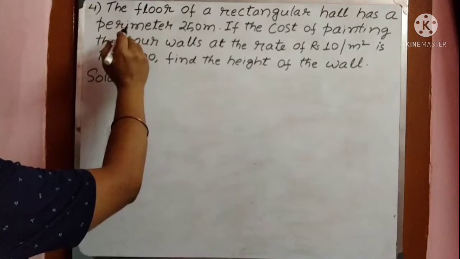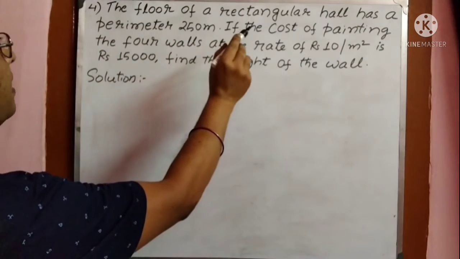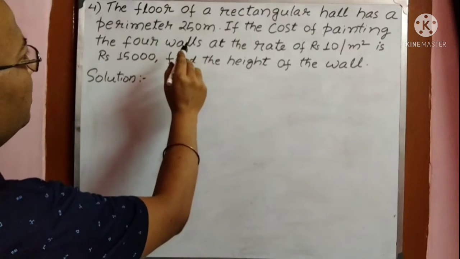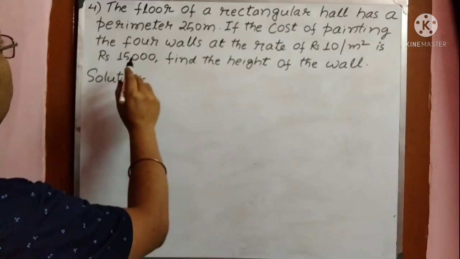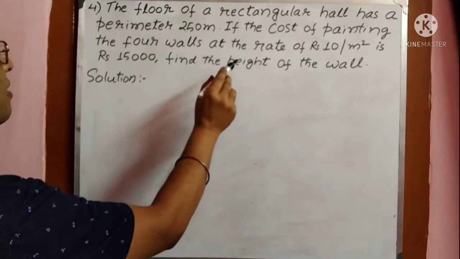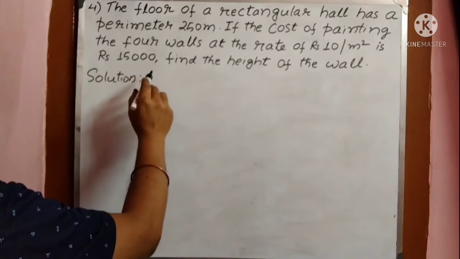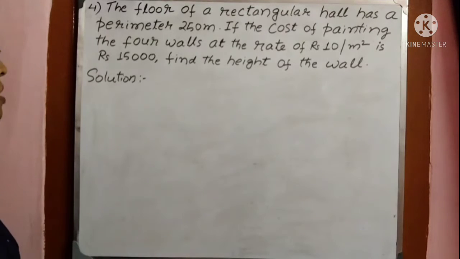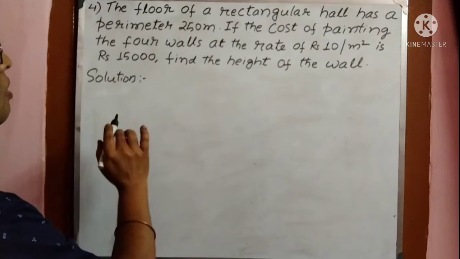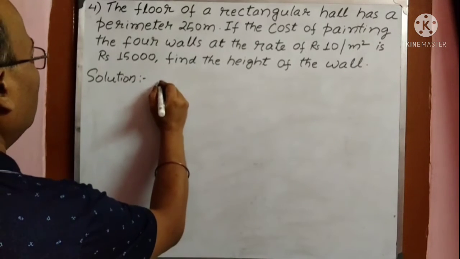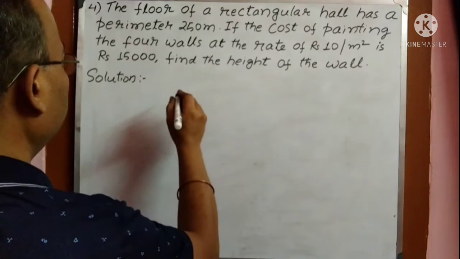Now see this question. The floor of a rectangular hall has a perimeter 250 meter. If the cost of painting the 4 walls at the rate of rupees 10 per meter square is rupees 15,000, find the height of the wall. Okay. Now cost of painting the 4 walls is given. Okay. So we need to find the height.